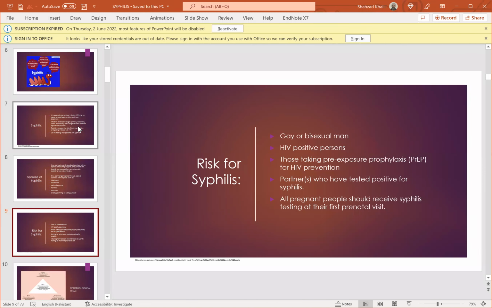Risk for syphilis is higher in gay or bisexual men, HIV positive persons, those taking pre-exposure prophylaxis for HIV prevention, and partners who have tested positive for syphilis. All pregnant women should receive syphilis testing at their first prenatal visits.